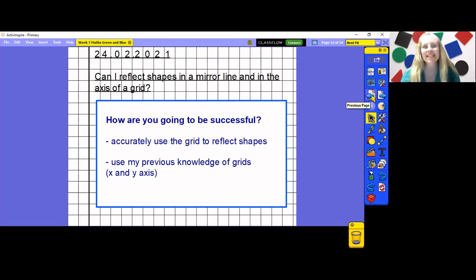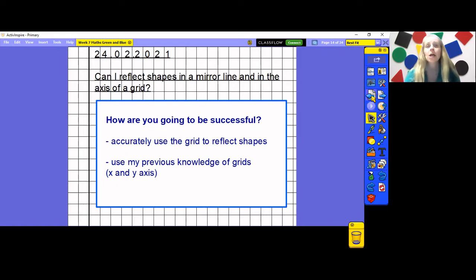Good morning, Year 6. It's the 24th of February and this is your third session this week all about shapes, and today we're going to be moving on and developing our knowledge into reflecting shapes in a mirror line and in the axis of a grid.